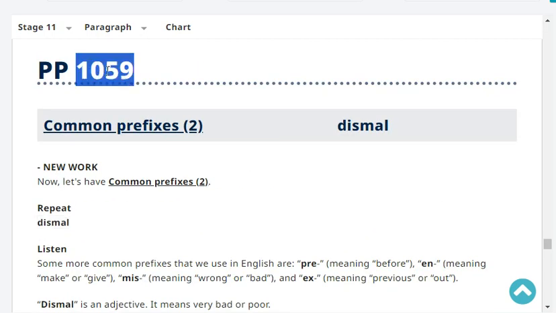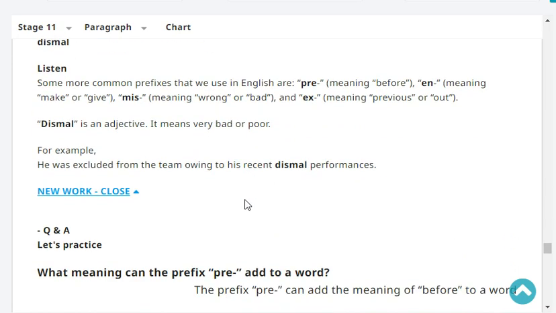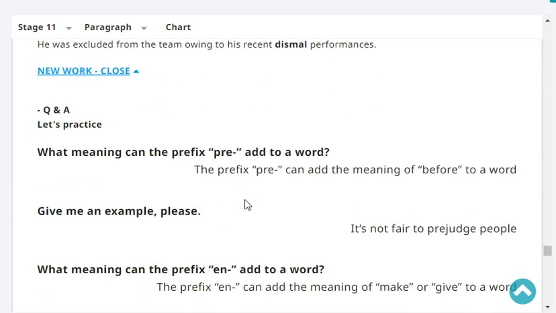The word dismal is an adjective. It means very bad or very poor. For example, he was excluded from the team owing to his recent dismal performances. Okay, so let's practice.